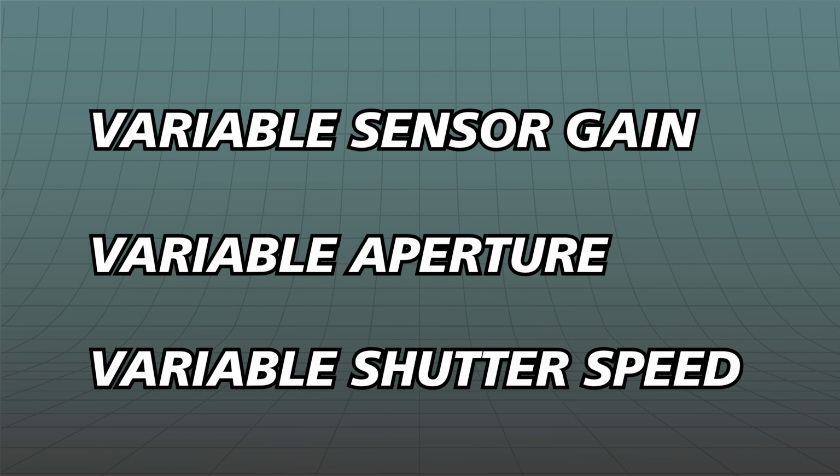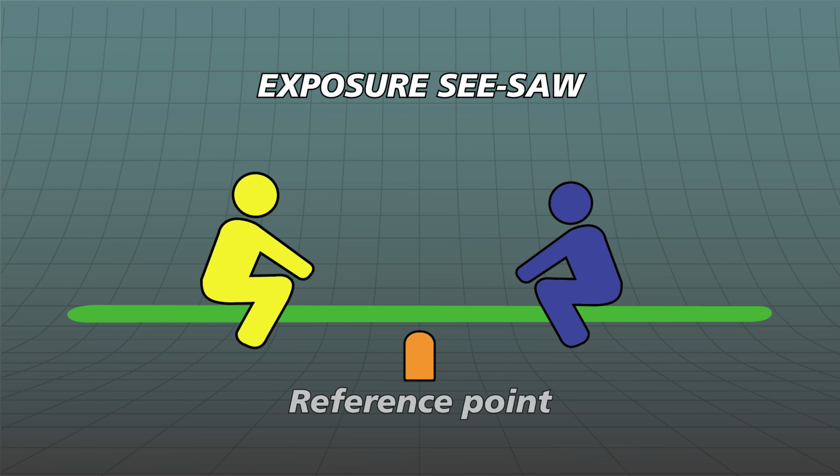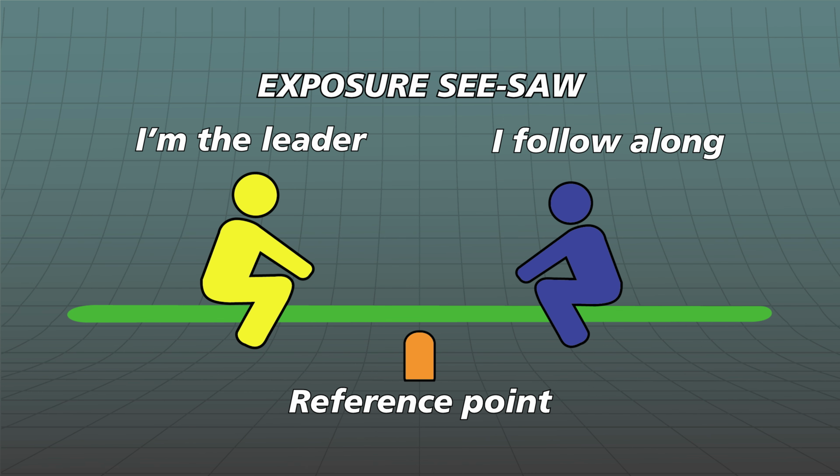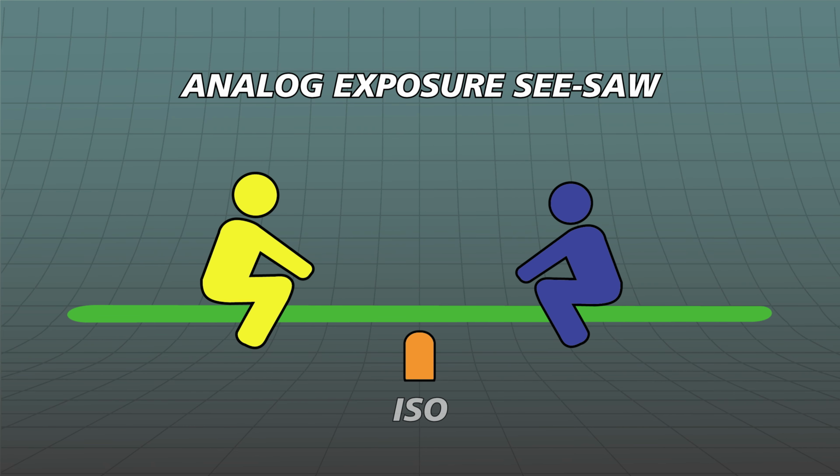So, to help me deal with this, I decided to think of our three exposure parameters as a seesaw rather than a triangle. The base of the seesaw becomes the reference point, with the left-hand rider being the lead and the right-hand rider being the follow, depending on where the left-hand rider is on the seesaw. So now back to the film analogy. The reference point would be ISO, or film speed. The lead would be aperture and aperture priority, and the follow would be shutter speed.